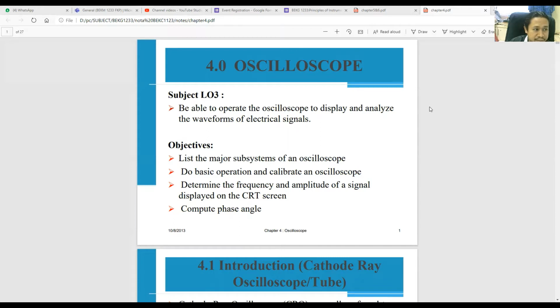Objective number 3 is to determine the frequency and amplitude of the signals displayed on the screen. Before this, for the analog, we used the CRT screen. Now we use the digital screen. And then we have to compute phase angles. On the oscilloscope, you have to know how to measure the waveform of the electrical signal. That is the calculation part, because we have to know the scale that we use to measure every waveform.